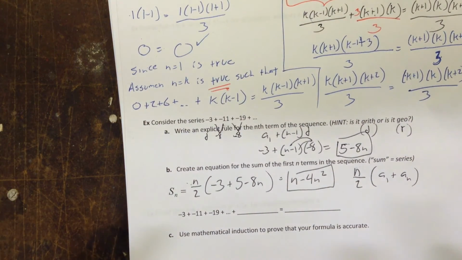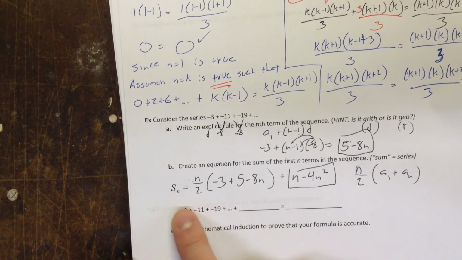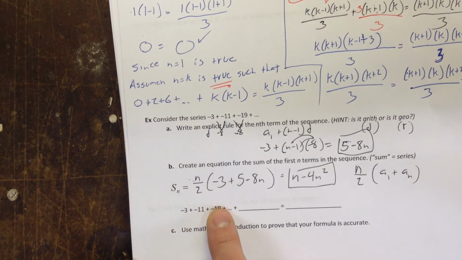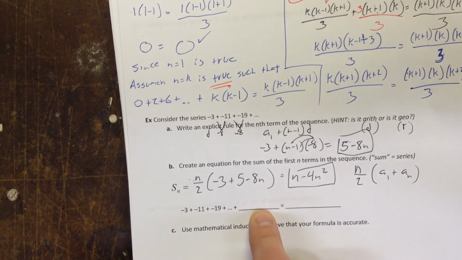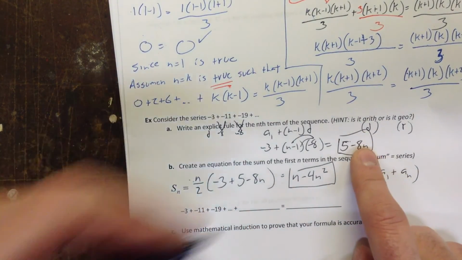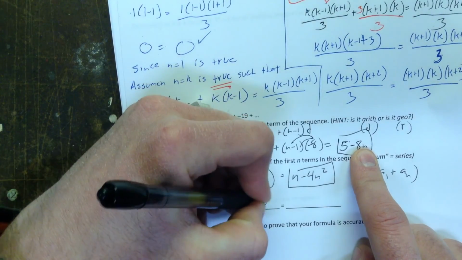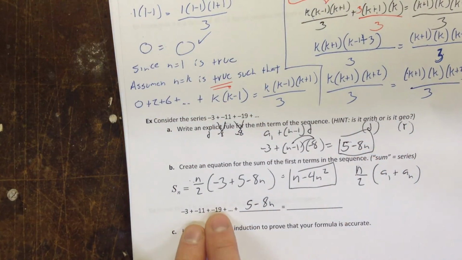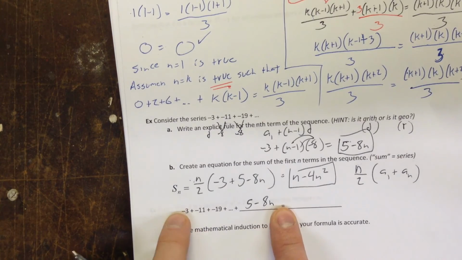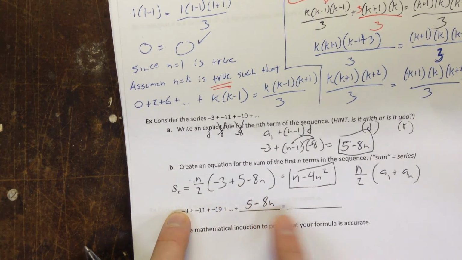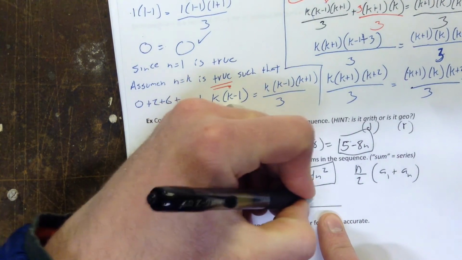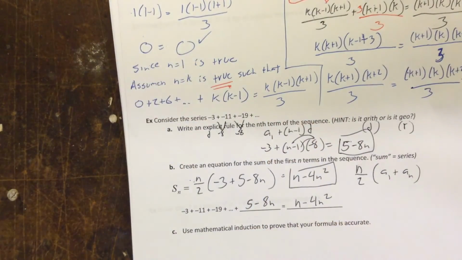All right, now what we're going to do is create another series problem like we had on the front side, and then you are going to get to practice this one on your own. So what we have is our first three terms again, -3, -11, -19, and this is going to go all the way up to the nth term. That's the thing that we found right up here, 5 minus 8n. And if you add up all these terms starting at -3 and ending at 5 minus 8n, it should be equal to n minus 4n squared.